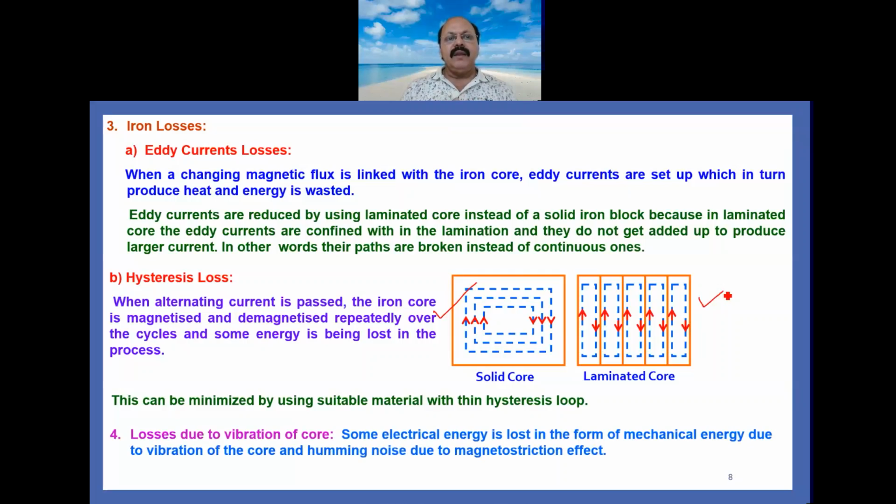Another one is losses due to the vibration of the iron core. So when the current passes through the iron core, it starts vibrating. Then some of the electrical energy is lost in the form of mechanical energy due to the vibration of the iron core, and a humming noise due to the magnetostriction effect takes place. So that electrical energy gets lost in terms of the mechanical energy due to the vibration of the iron core, and in terms of the sound energy because of the humming noise.